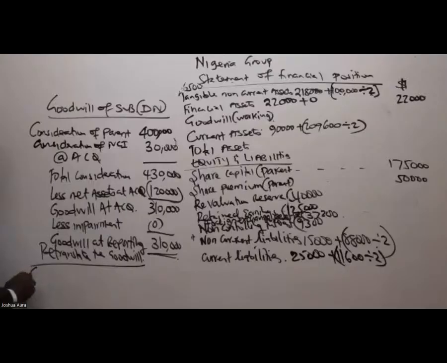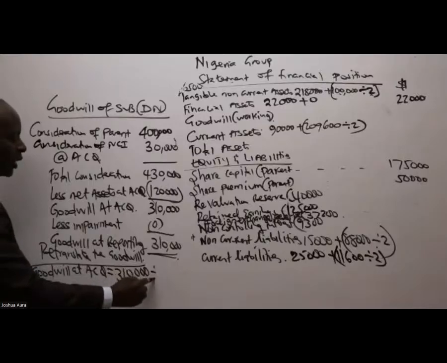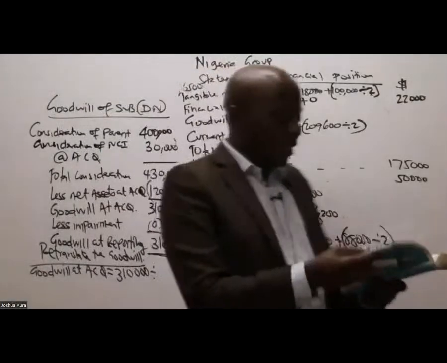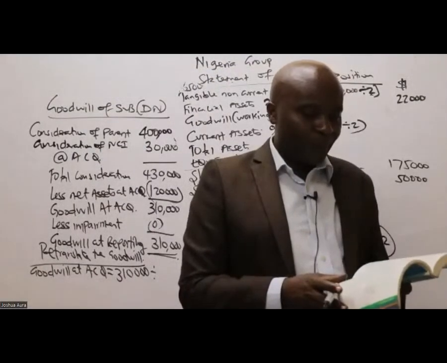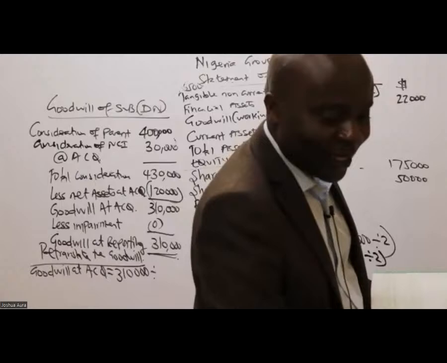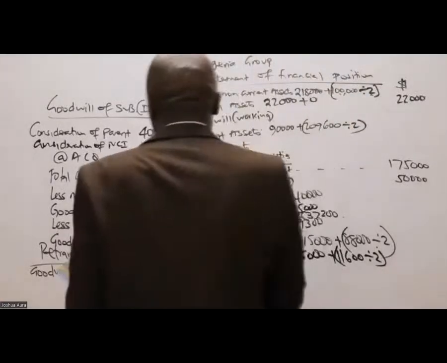You start with goodwill at acquisition. Goodwill at acquisition was 310,000. At acquisition, I should translate this at what rate? If you remember, I should divide this by the acquisition rate. Most of you have forgotten. When you were acquiring this subsidiary, the rate was 4. So divide this by 4.